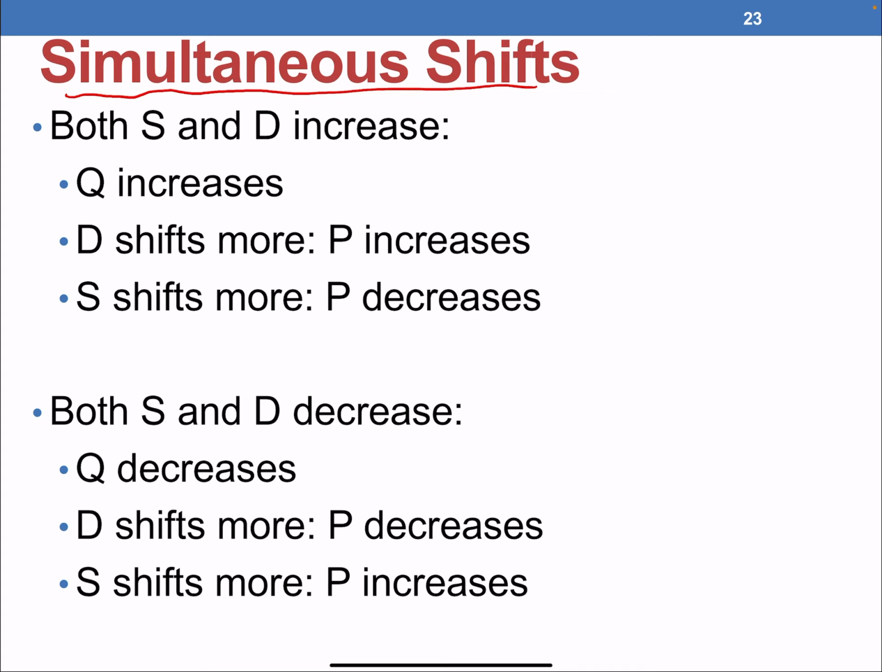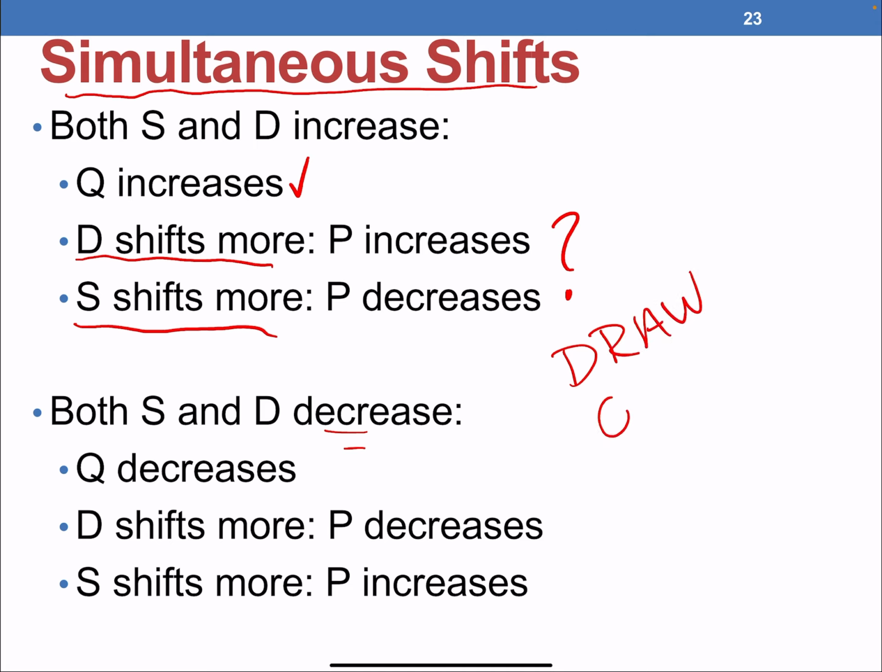So look, if both supply and demand increase, I know quantity will increase. However, I do not know exactly what will happen to price. It depends. If demand increases more, price will increase. But if supply increases more, price will actually drop. And then the opposite is true if they both decrease. So what am I going to tell you to do? Once again, draw a graph.